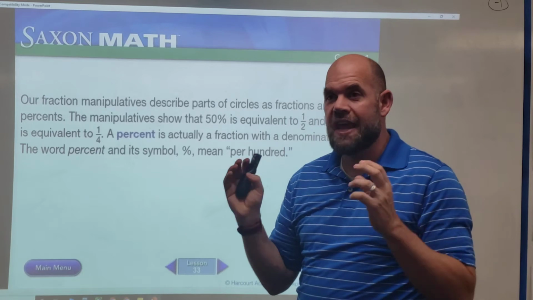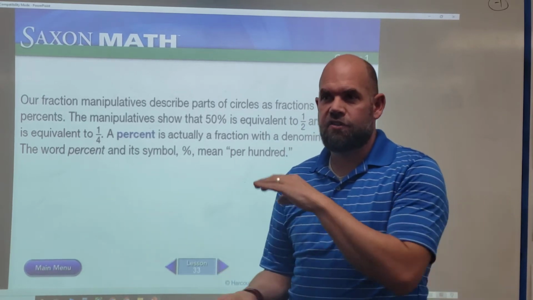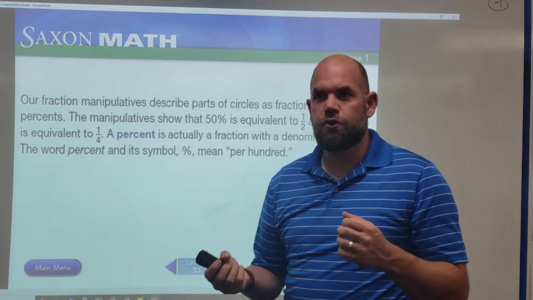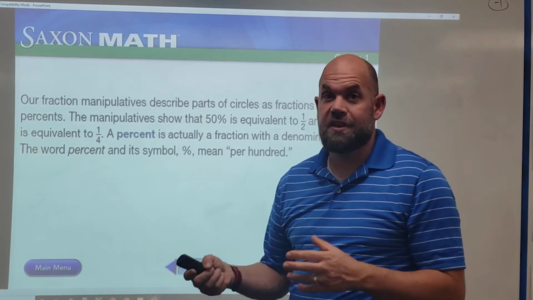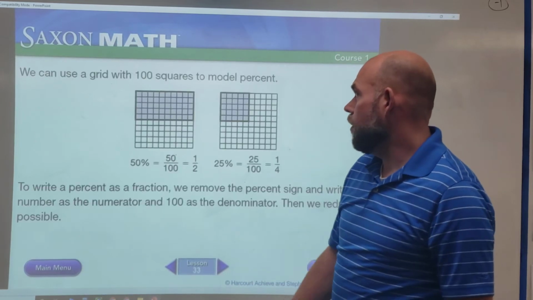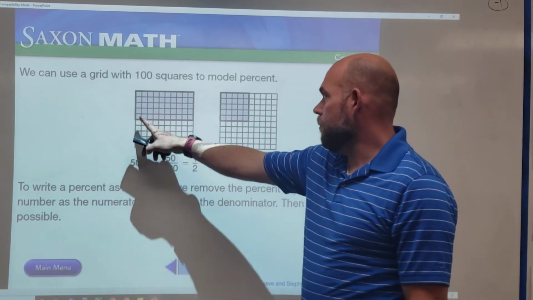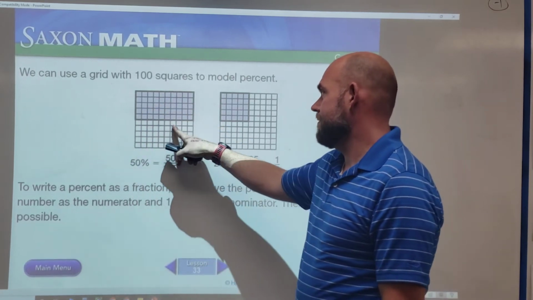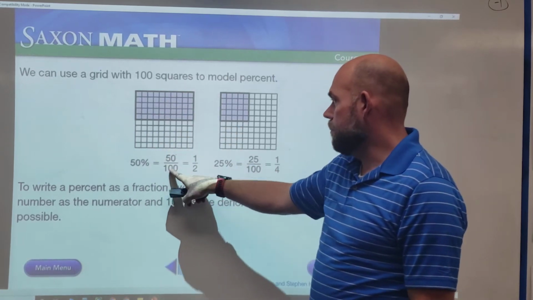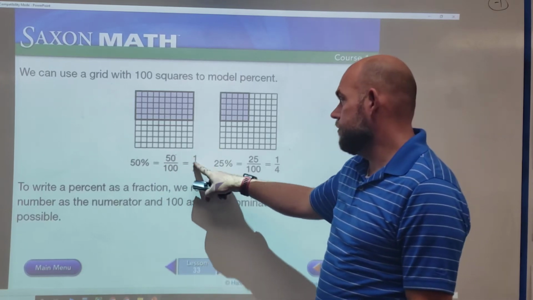So it's a way of taking a number and transferring it into something that is kind of universally recognized. Out of 100, it's easier to make comparisons if everything's in percent instead of in ratios. Here we can use a grid to see it visually. 50% would be 50 out of 100 boxes. That's 50%. So 50 out of 100, and we would write that as 50 over 100, which reduces to 1/2.